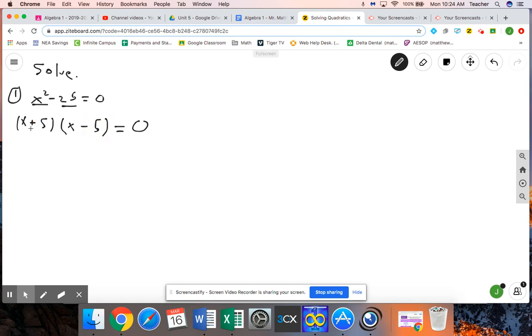Now, after just recognizing the difference of two squares, factoring that difference of two squares, I see that I now can apply the zero product property. How did I know that? Because I have something times something equal to 0. Once I have that, I know that I can set them both equal to 0.